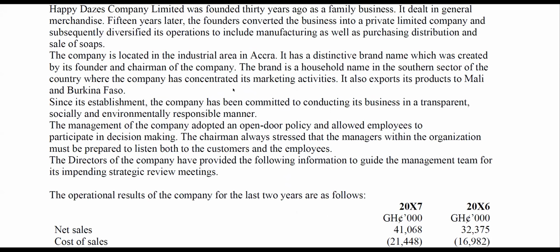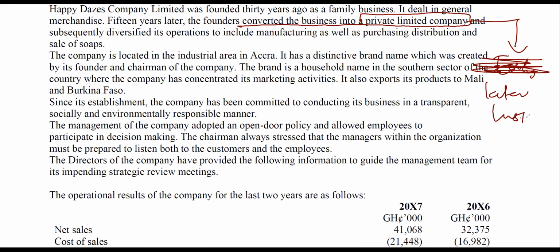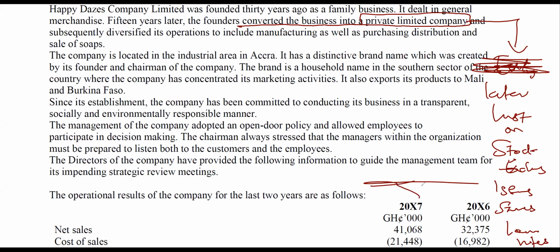So you are saying, okay, we've seen the risk that this company is likely to face. Now, 15 years later, the founders converted the business into a private limited liability company. And one thing you must understand about ICA is this. They like private companies. Why? Because a private company can easily later list on the stock exchange, right? They have so many questions they can ask you, because once you list on the stock exchange, that means you're either issuing shares or going with loan notes. So financing is coming in. There may be a potential for manipulation of the financial statements. So yes, ICA likes this.